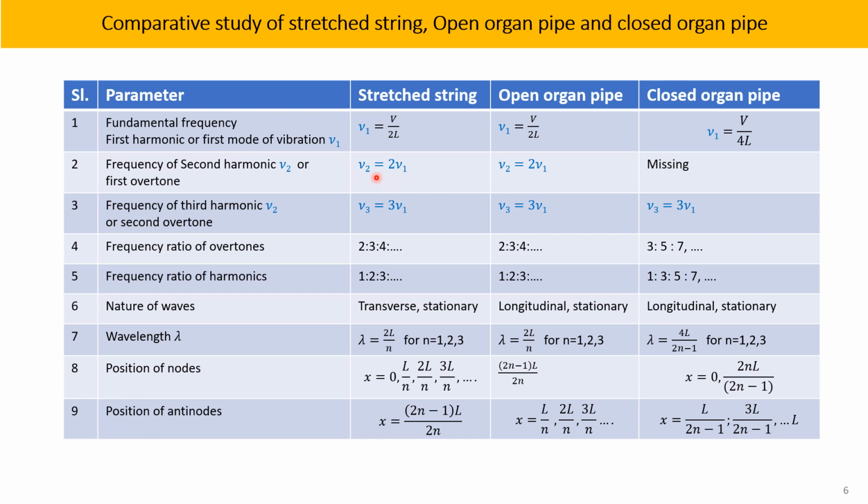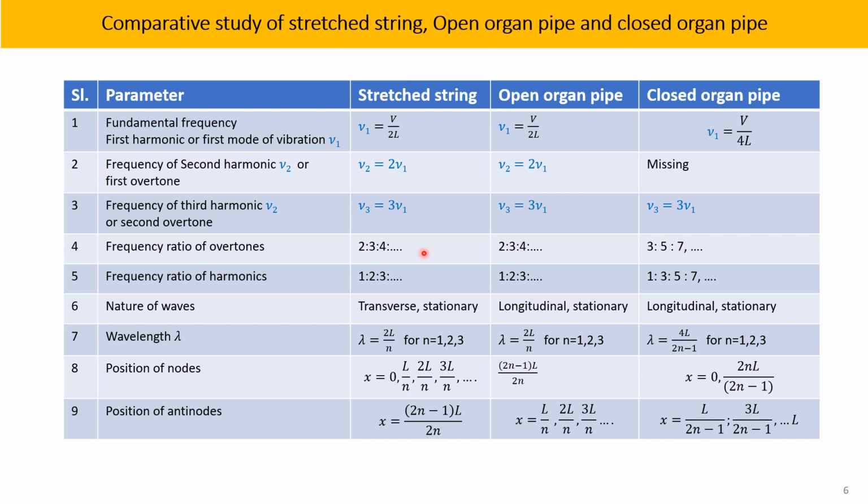The second harmonic, in case of stretched string, is 2 times nu1. Similarly in case of open organ pipe, but there is no second harmonic in closed organ pipe. It is missing. The third harmonic nu3 is equal to 3 nu1 in both stretched string and open organ pipe, whereas in closed organ pipe too the third harmonic is 3 times nu1. The frequency ratios in case of stretched string are 2, 3, 4. Similarly in open organ pipe, whereas in closed organ pipe it is 3, 5 and 7.